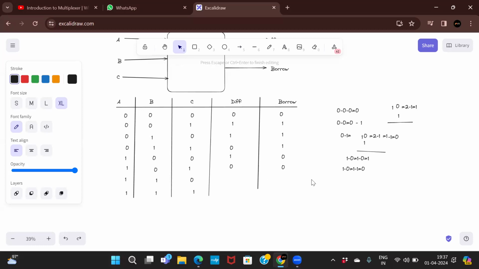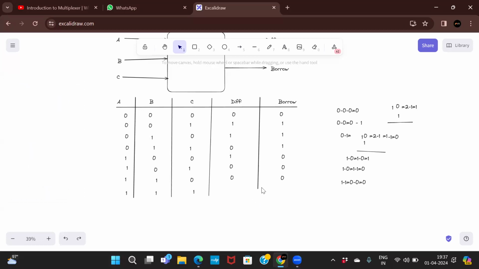Similarly, we have 1 1 0. 1 minus 1 is 0. You see here, 1 minus 1 is 0, and 0 minus 0 is equal to 0. So the difference is 0, and there is no borrow, so it is 0. You got it, right?